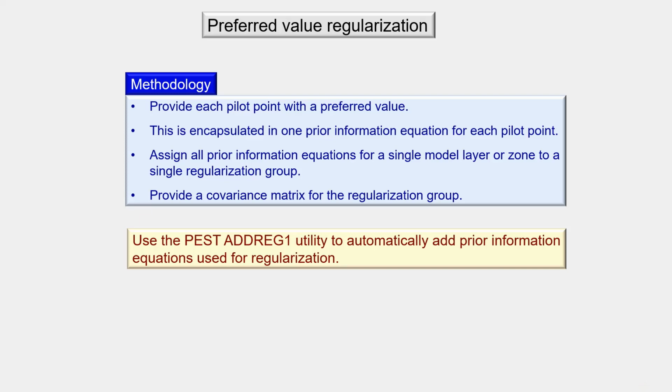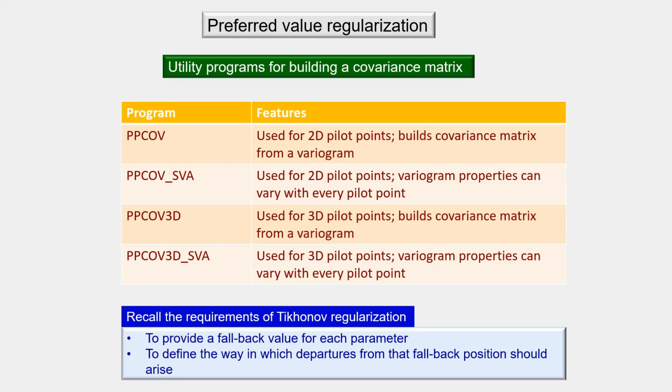So where does this covariance matrix then come from? Well, utilities provided with the groundwater data utilities give us the ability to build these covariance matrices. They can be based on a variogram, or they can be more sophisticated than that. They can be based on a spatially varying variogram. So if, for example, we have large density of pilot points in one part of a model domain and a smaller density of pilot points in another part of the model domain, the range of the variogram can vary between those different parts of the model domain.